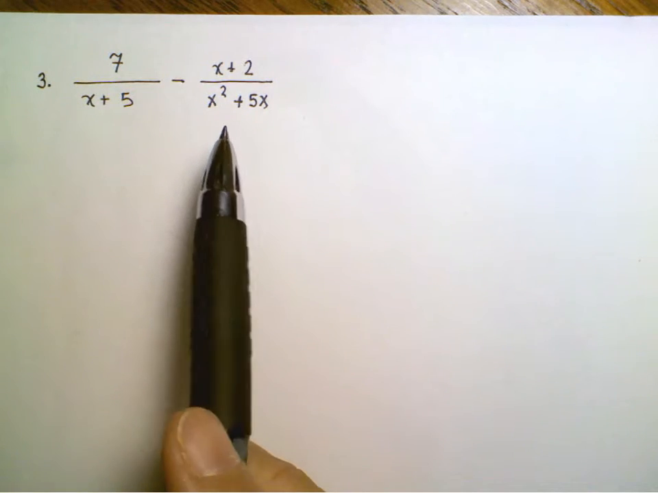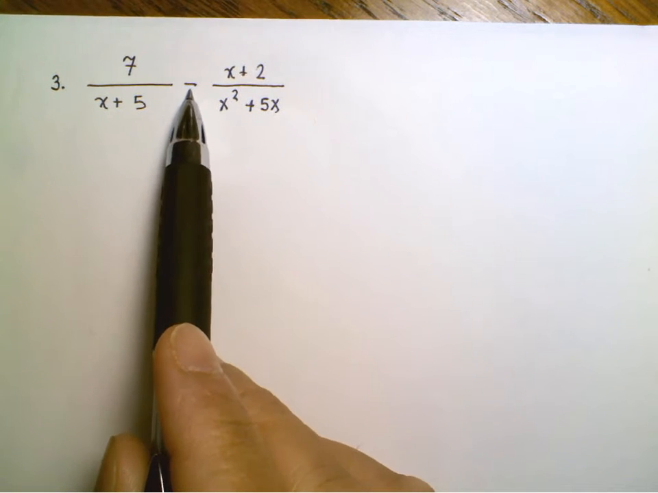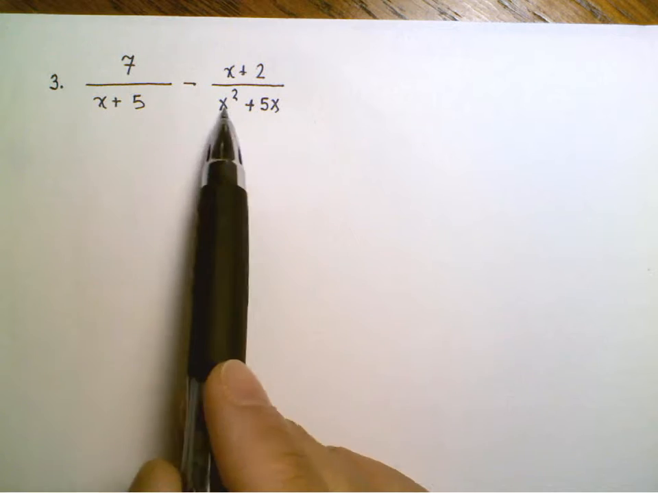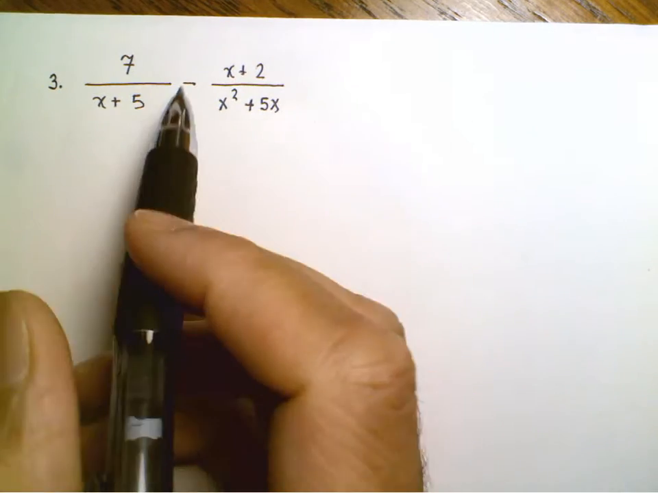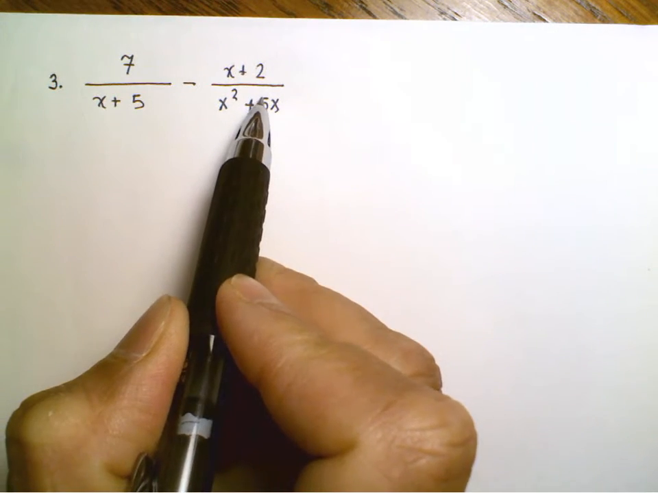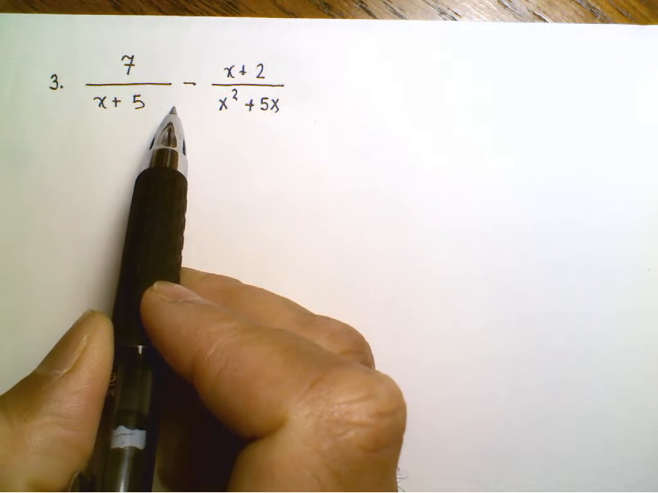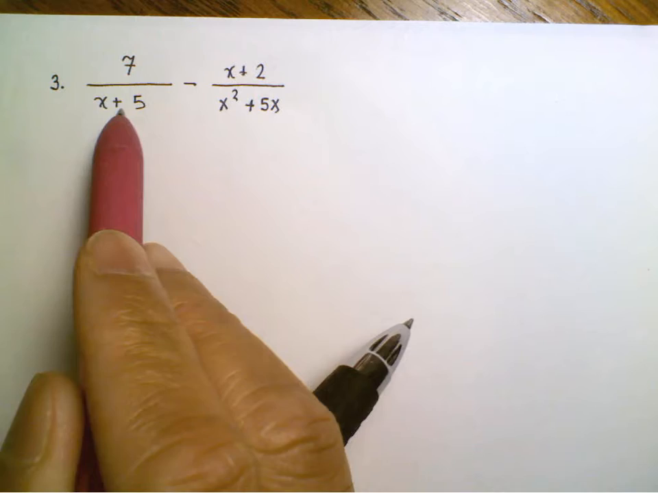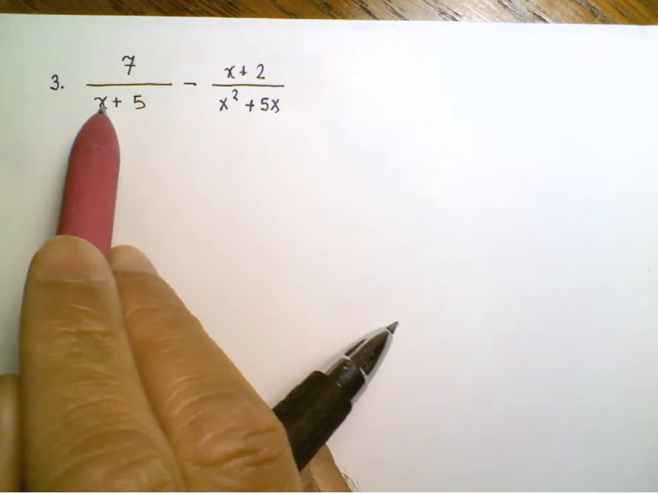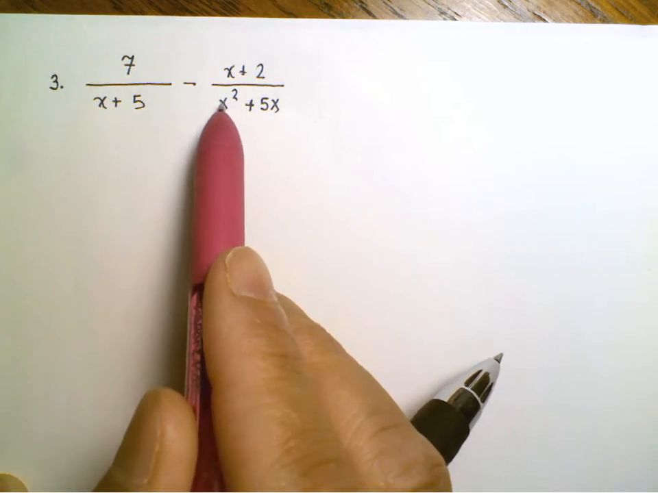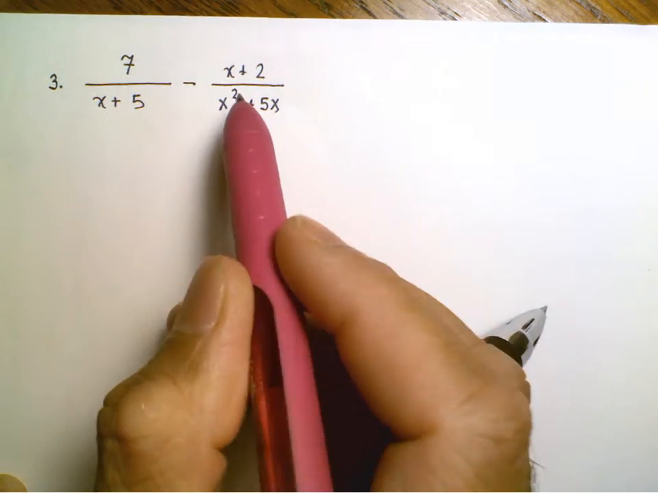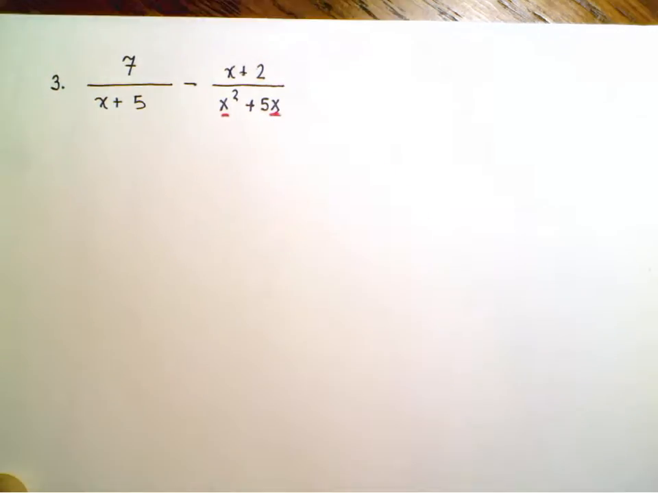So in this case, to solve this subtraction, as we can see, we have the negative sign, so it's a subtraction of a rational function. What we are going to do is look at the denominators and see if we can factorize them. In this case, I have x plus 5. I cannot factorize this binomial. But on the right side, I have x squared plus 5x. I can do greatest common factor.